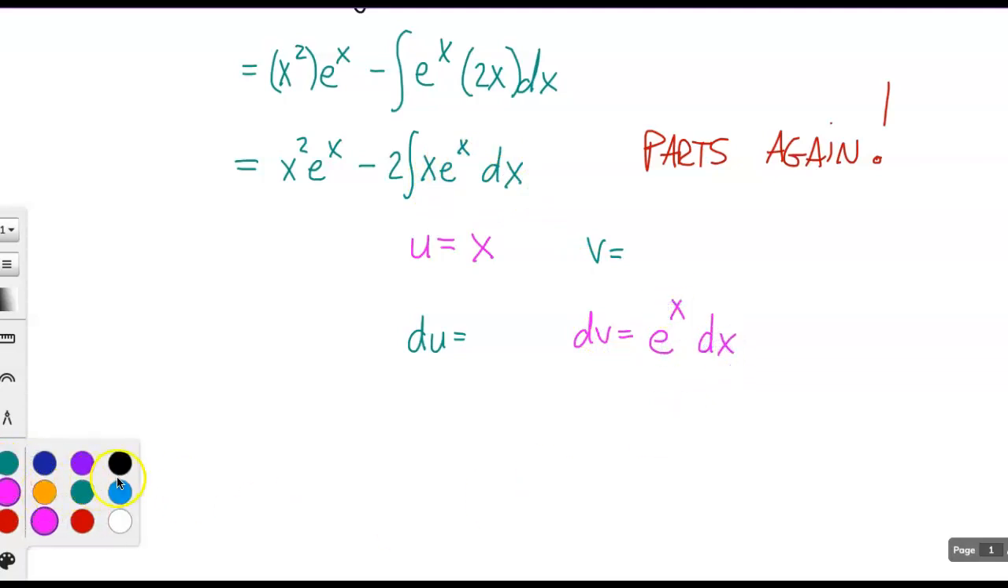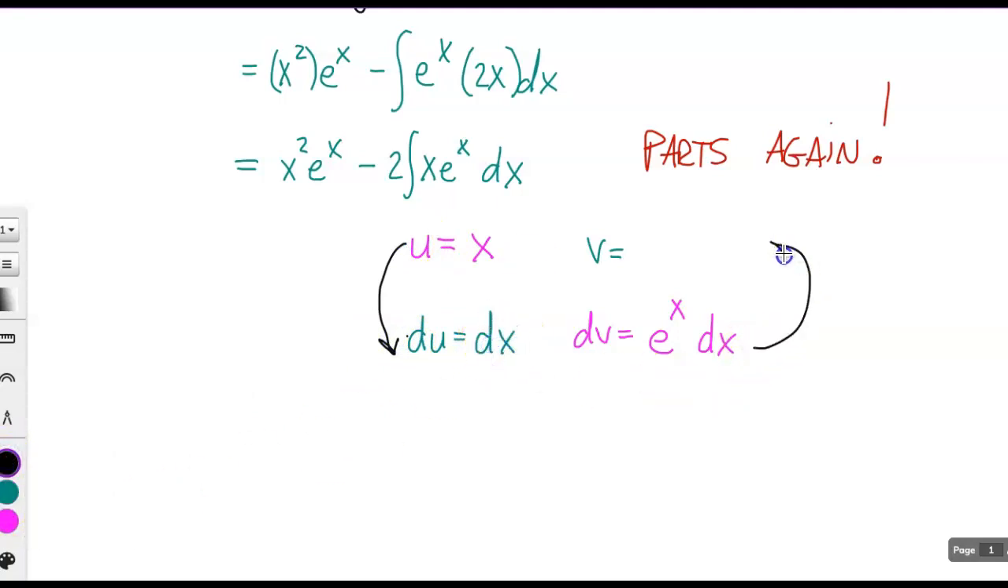All right, so I'm going to go derivative this way, right? So I'm going to take the derivative. So the derivative of x is dx, and then I'm going to integrate this way. The integral of e to the x is e to the x. So this is e to the x. All right, so let's see what we get.